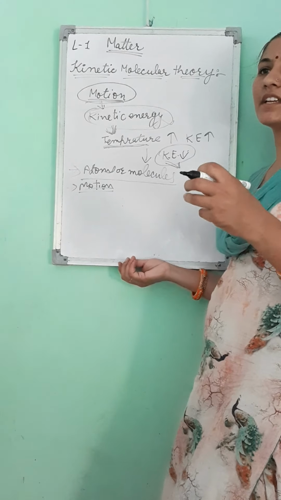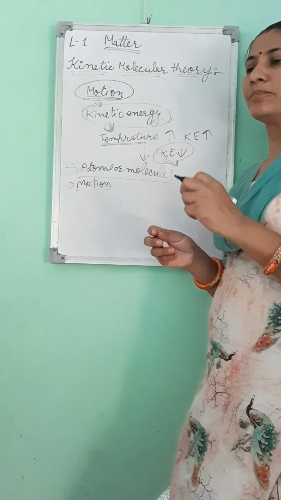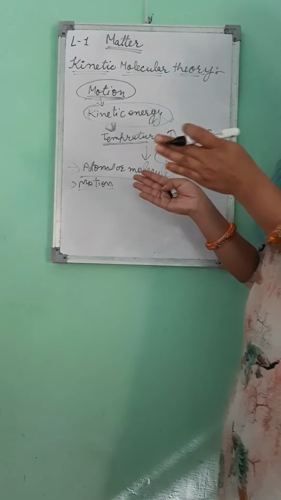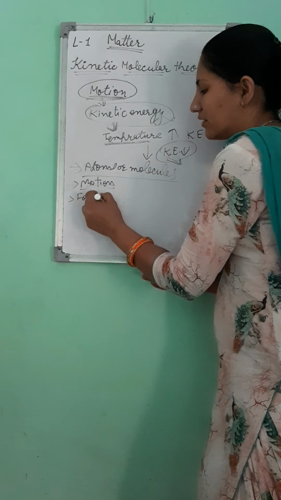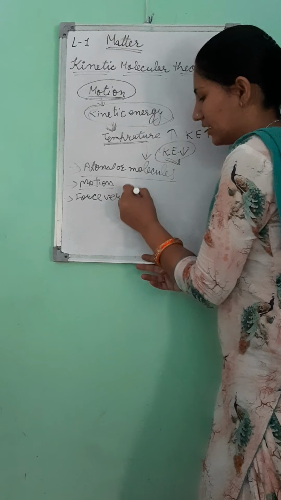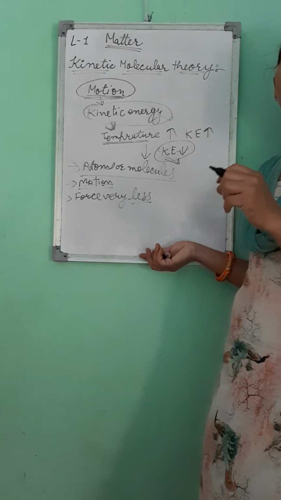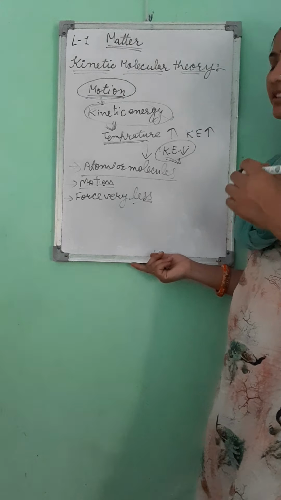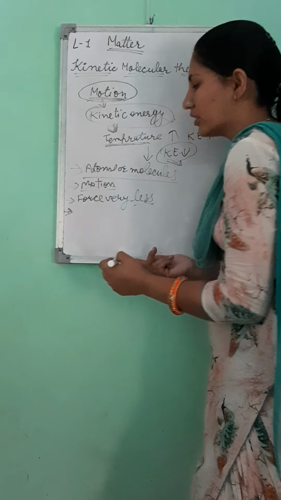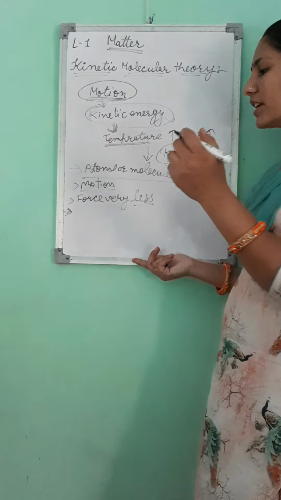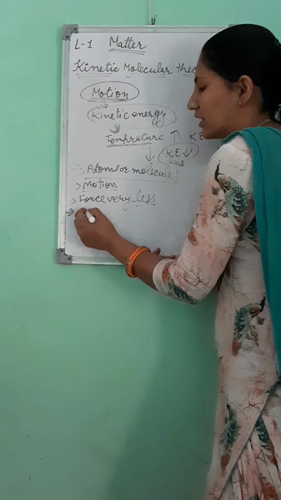And every particle collides with the others when they move, but the force of collision is very small. With very little force they collide with each other. Next, the motion differs among the states. In solids, the motion is very small.